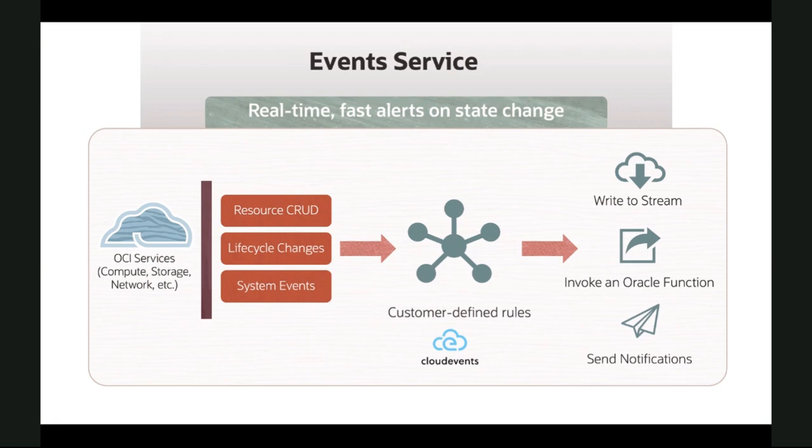So Event Service lets you define rules where you can keep an eye on the events that you're interested in and perform certain actions, which would be you may want to write the event to a stream, you may want to send a notification email or a Slack alert to someone, or you may want to take some corrective action using an Oracle function. Event Service follows the Cloud Events standard.